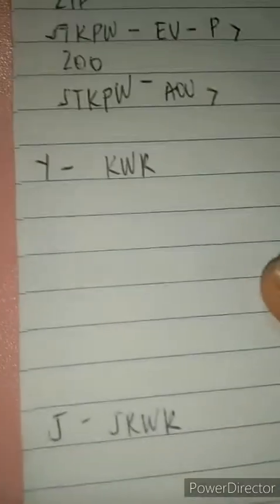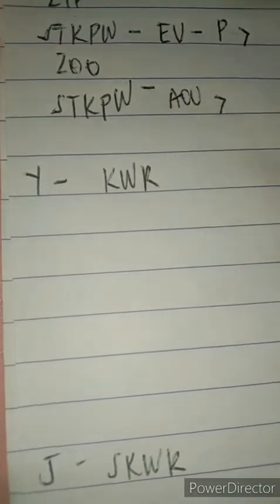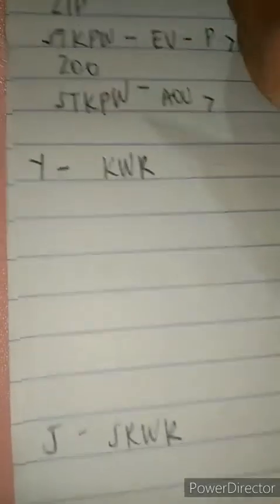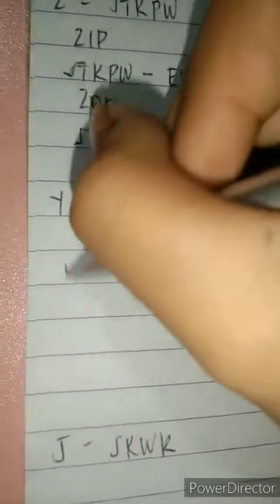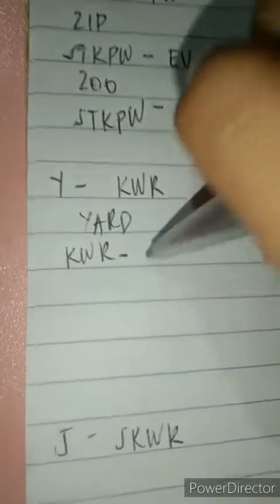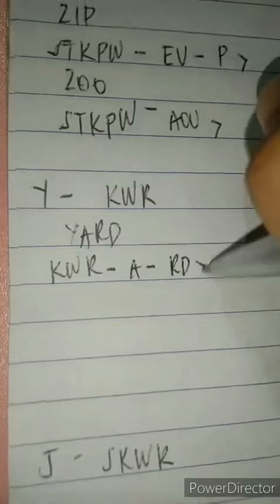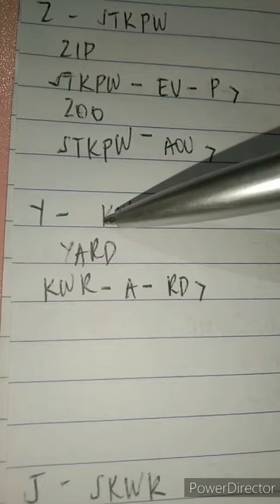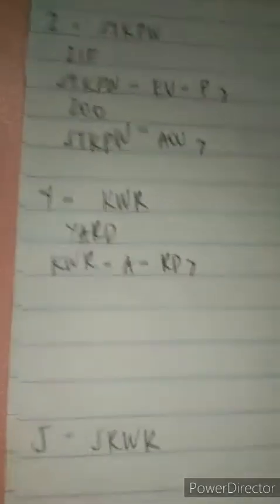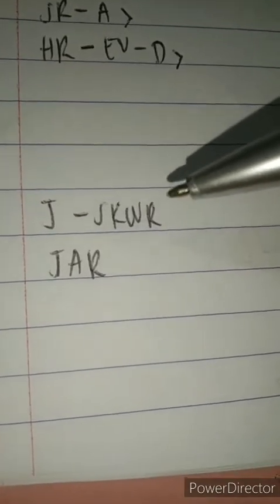Okay, next is yung Y, which is represented by K, W, and R. So the word yard. So KWR, and then vowel letter A, and then ending letters R and D, and release. Again, Y is represented by K, W, and R. Last, the letter J, it is represented by S, K, W, and R.